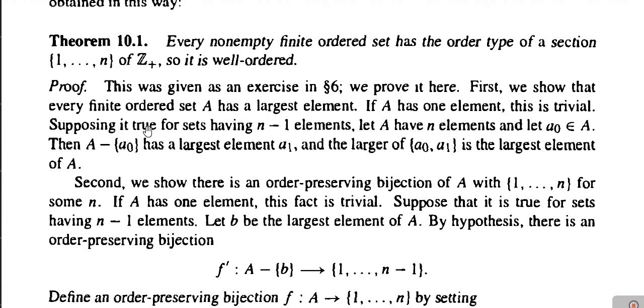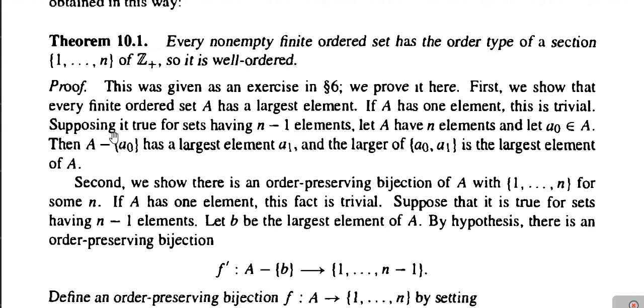If we consider any finite ordered set A, then it has a largest element. If A has one element, then obviously it has the largest element. If A is a singleton set, meaning it has only one element, then it has the largest element, and it is the same element which is present in that set. Next, we are going to prove this by the method of induction.